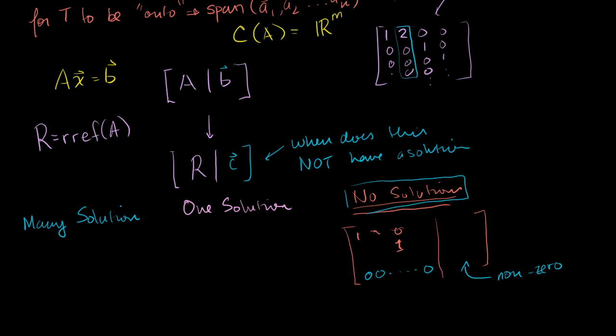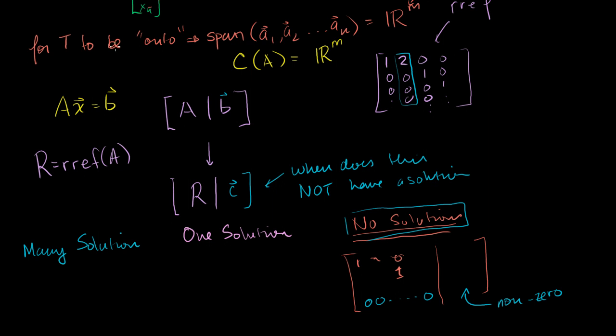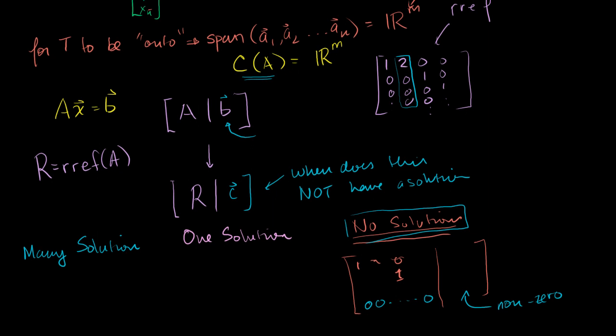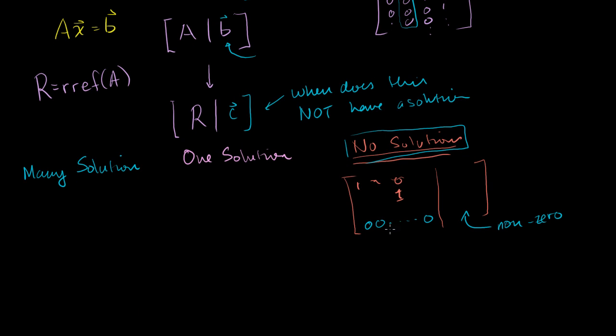So let's remember what I'm even talking about this stuff for. We're saying that our transformation is onto if its column space is Rm, if its column vectors span Rm. And what I'm trying to figure out is how I know that it spans Rm. For it to span Rm, you can give me any b that's a member of Rm, and I should be able to get a solution. So we asked ourselves, when do we not get a solution? Well, we definitely don't get a solution if we have a bunch of zeros in a row and then something non-zero here.